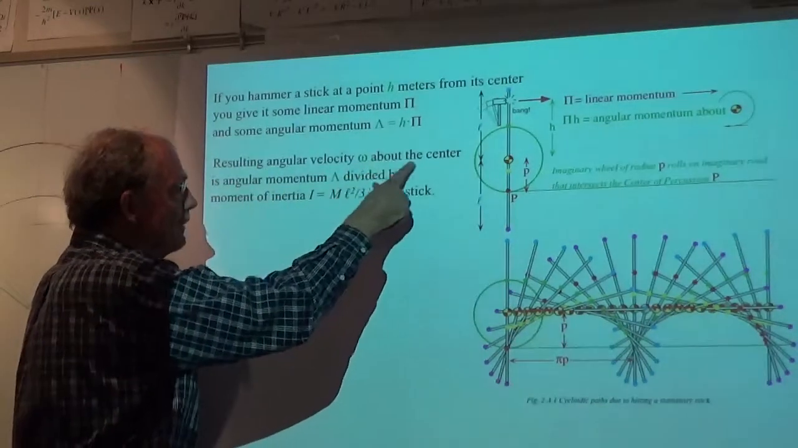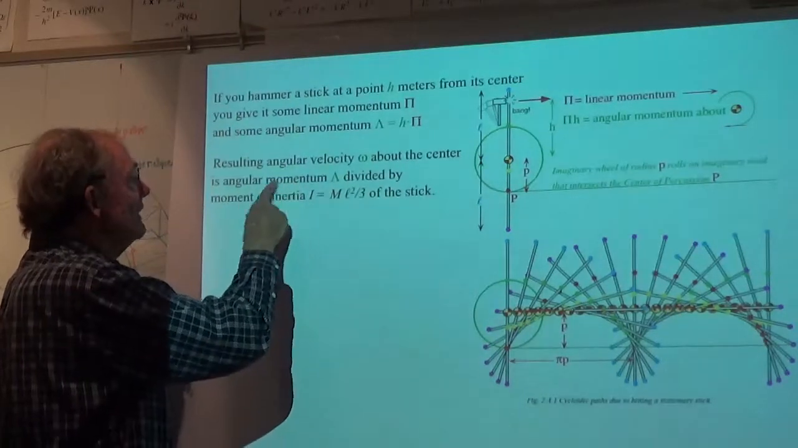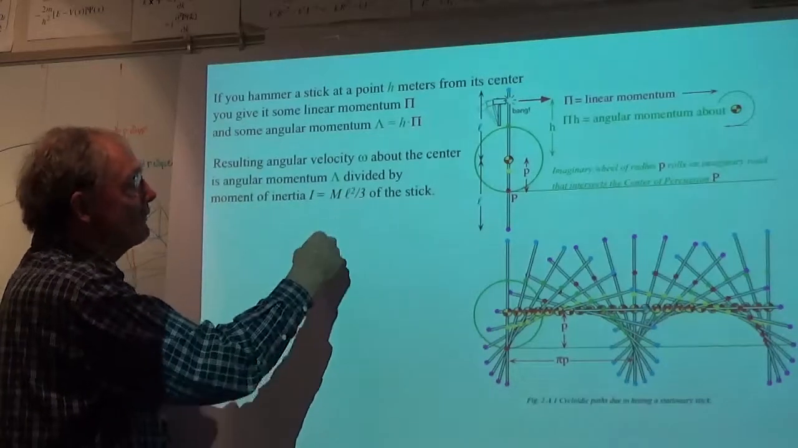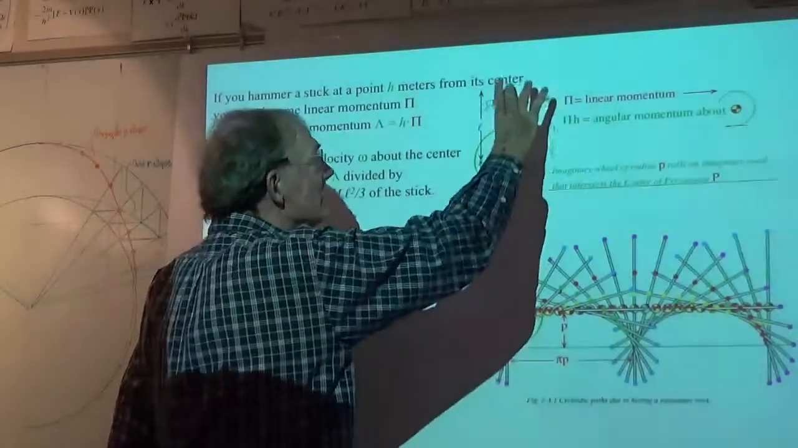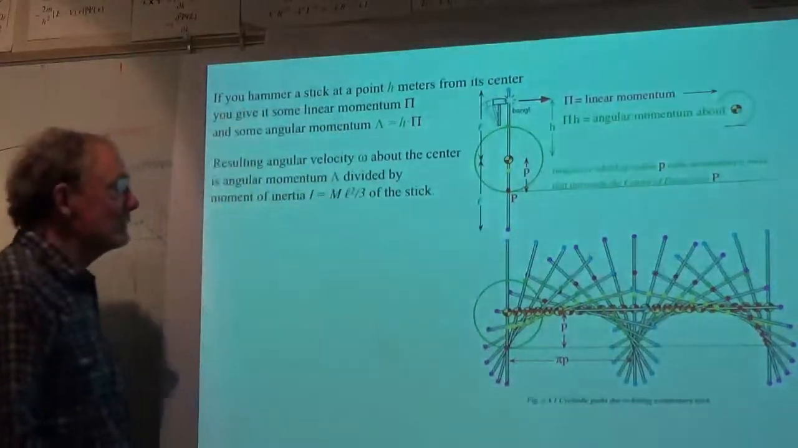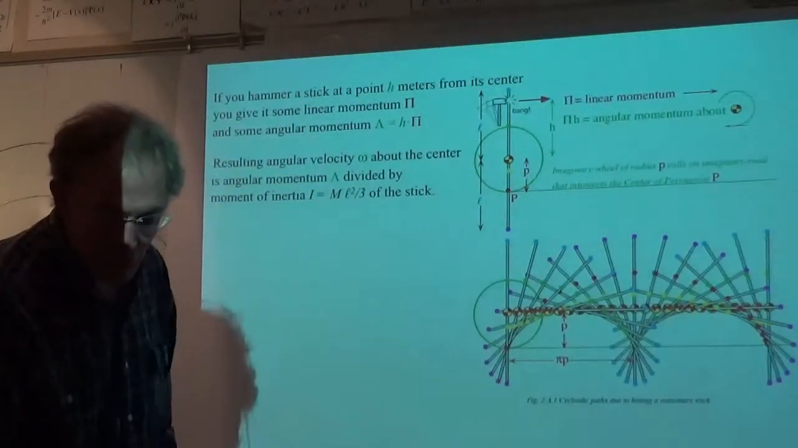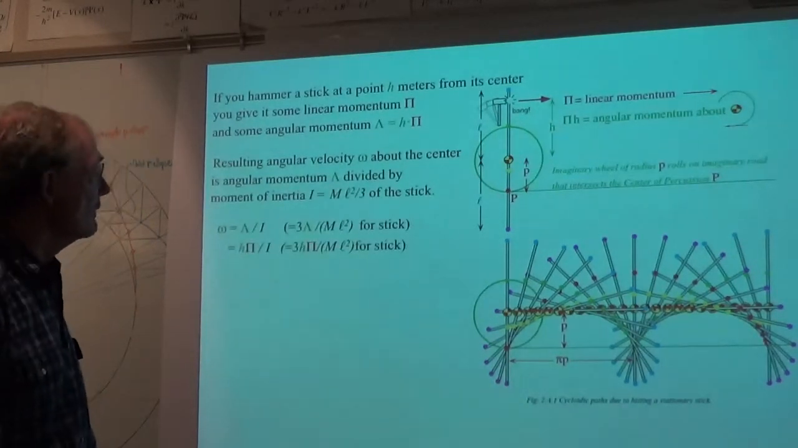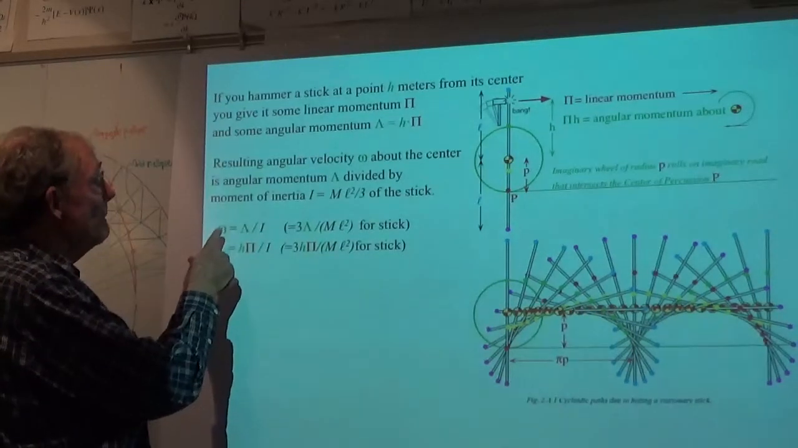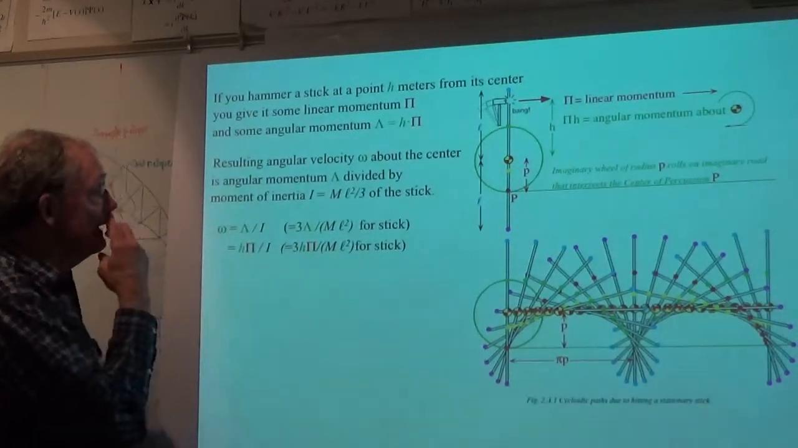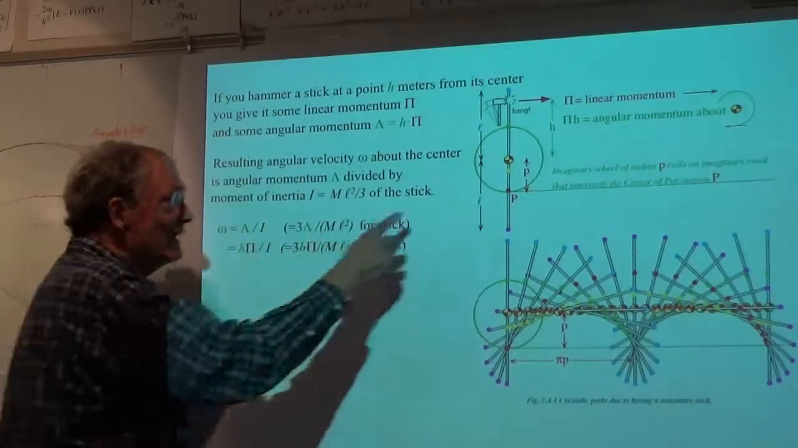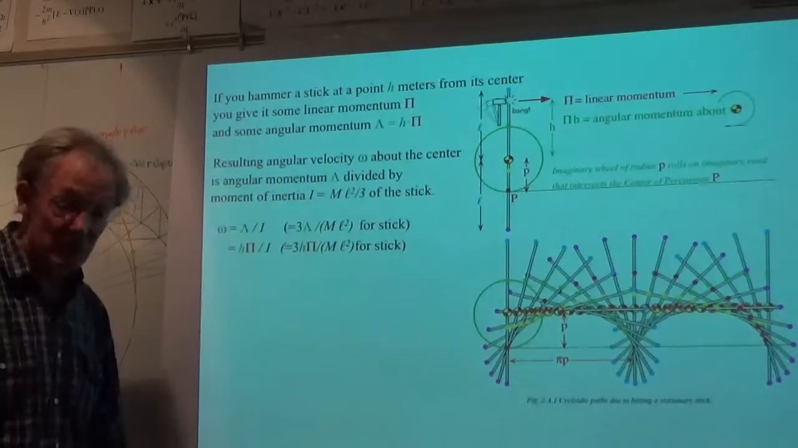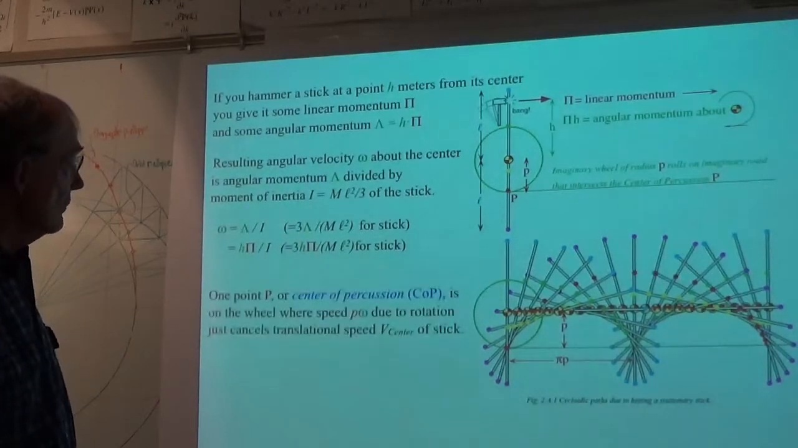The resulting angular velocity omega about the center is the angular momentum divided by the moment of inertia. In this case, a stick, it's ml squared over 3, where L is the half length. That's just the integral of mr squared, really. That's an easy one. A sphere's got the 2/5 mr squared. Anyway, there's the omega equals angular momentum over I, that's h times p over I. And for the stick, these start to be the actual numerical results.